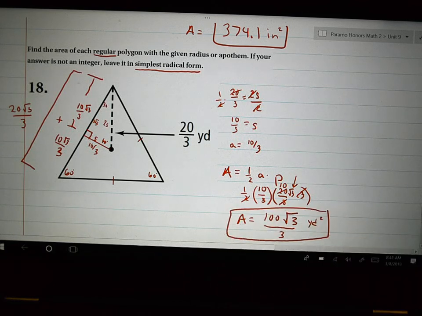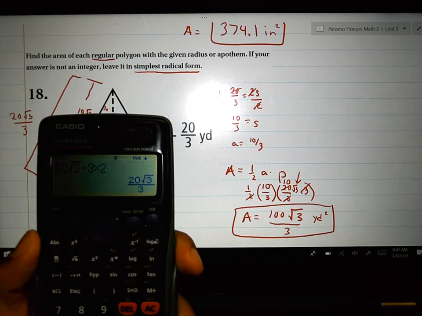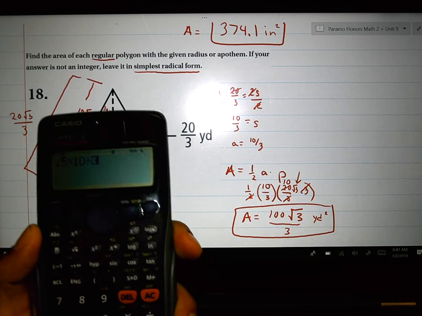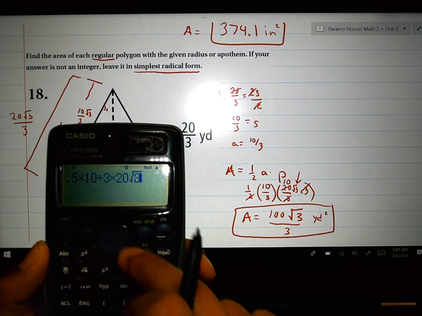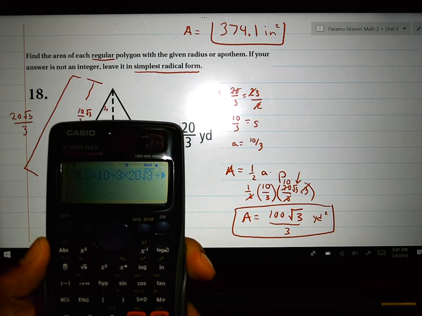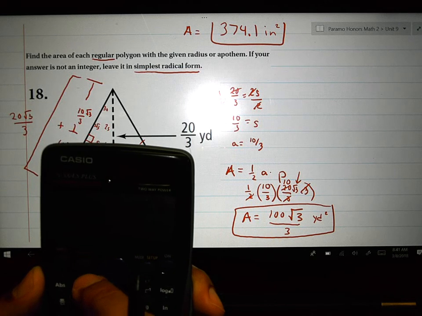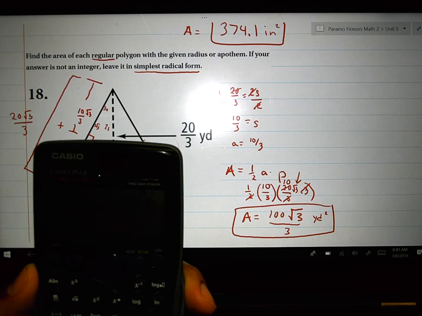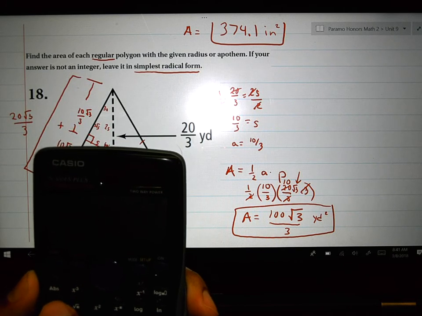I'm going to check on a calculator though. 0.5 times 10 over 3 times 20 root 3 divided by 3 times 3. Whoa. 0.5 times 10 over 3 times 20 root 3 divided by 3.